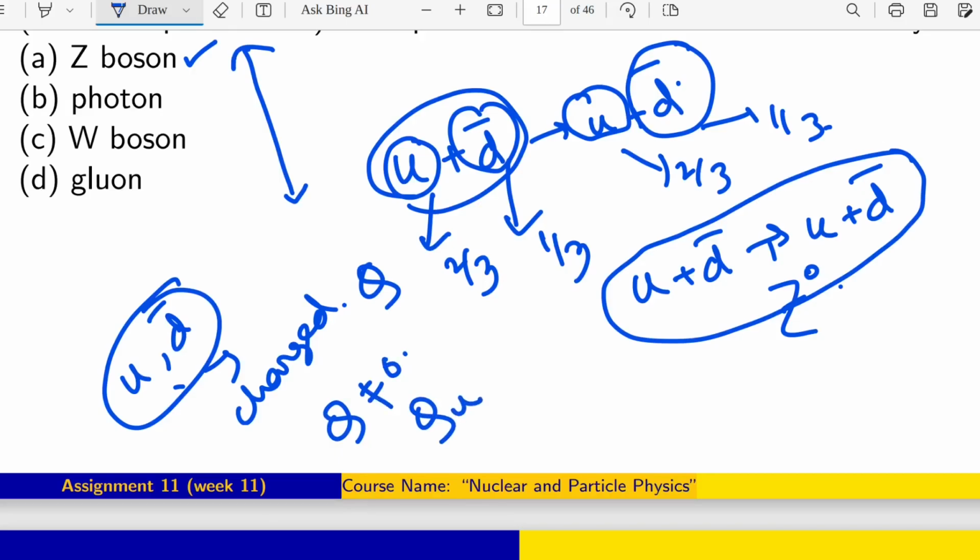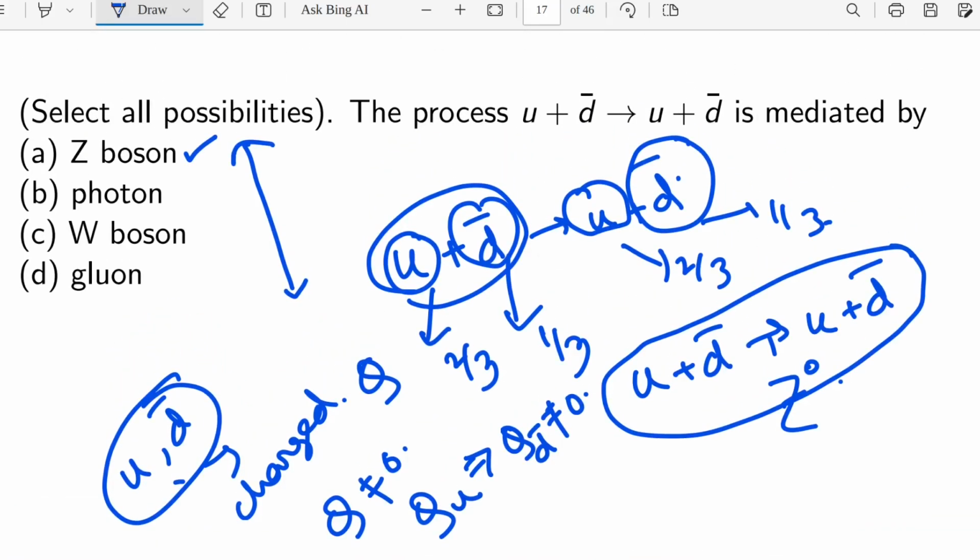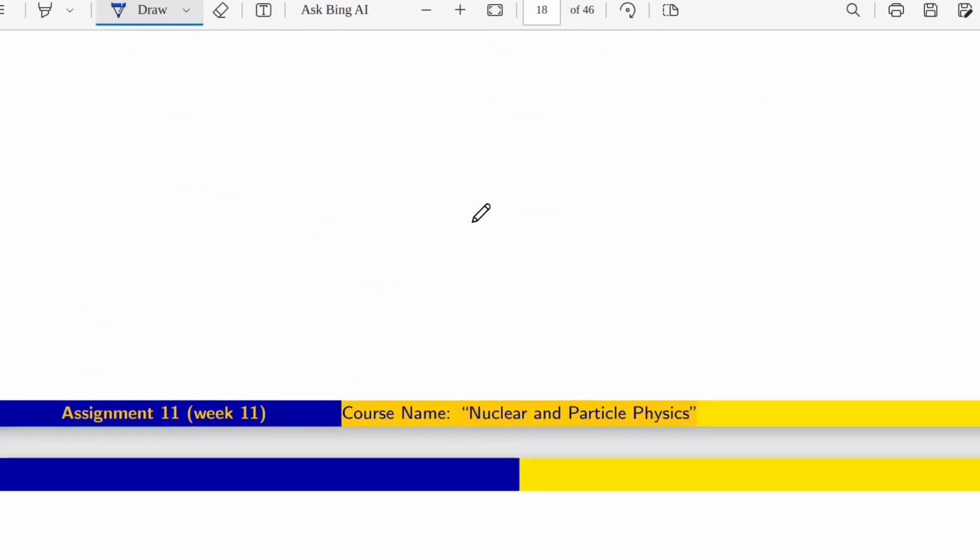So Q for D as well as Q for D bar are not equal to 0. That means our photon can also be the correct one. So Z boson, photon, and then W boson. Okay, so W boson, I can tell you whether it is correct or not.